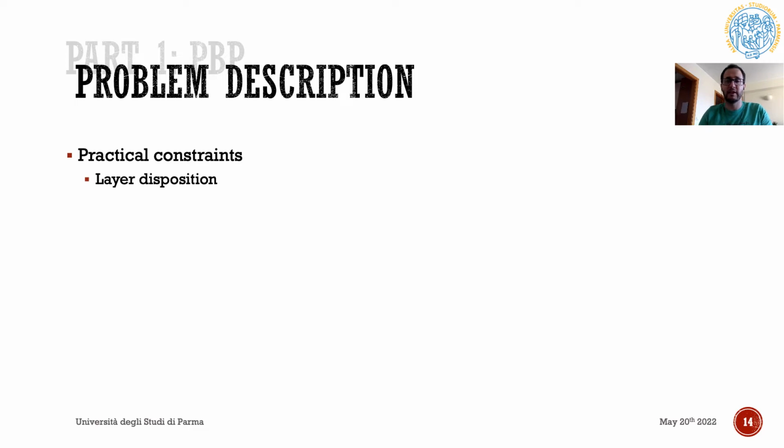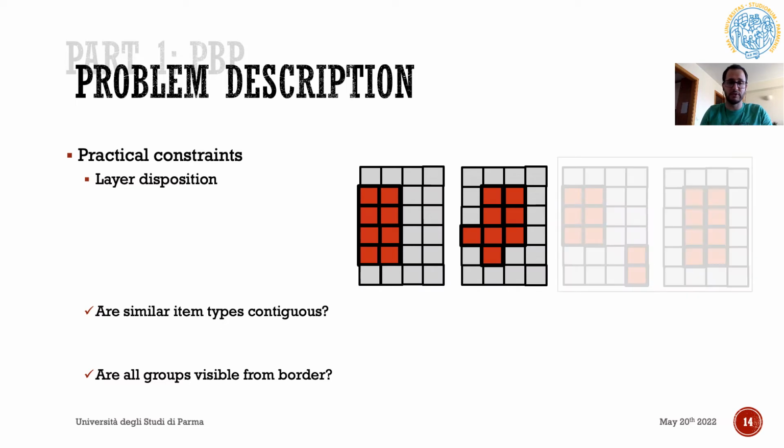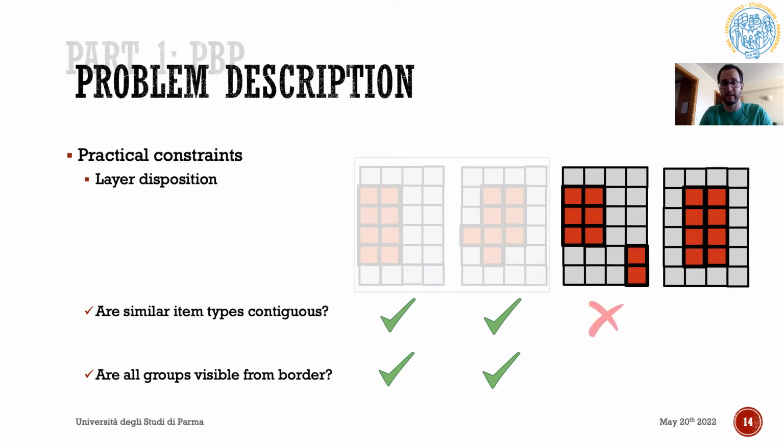That said, the family concept defines the layer's disposition. First, items of the same type must be contiguous. Second, at least one item of a group must be visible from the border. I'll give you an example. Considering these figures, the first two meet both requirements, as we can check. On the other hand, the last two fail to meet at least one of them. Of course, this constraint is item dependent, in which at least 2 items of the same type are required.